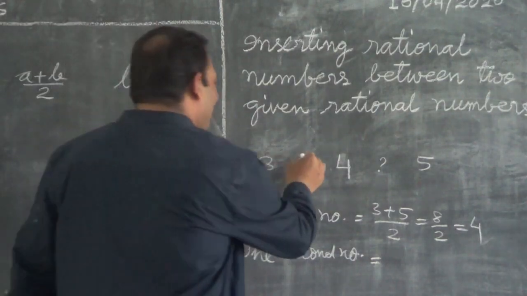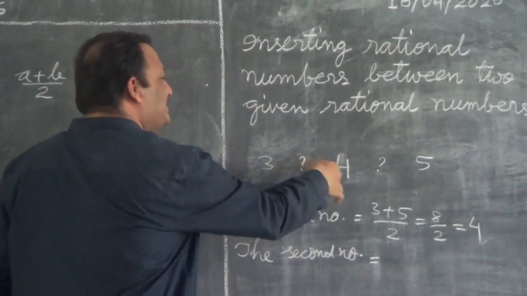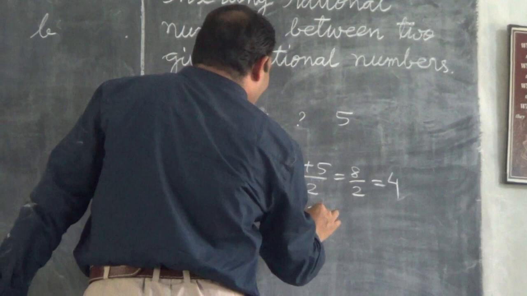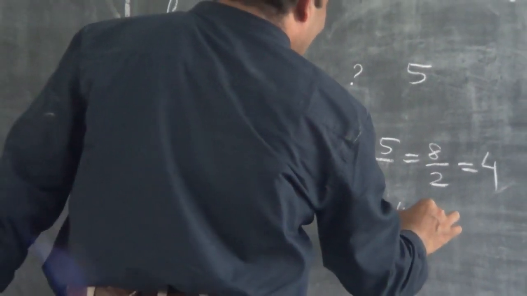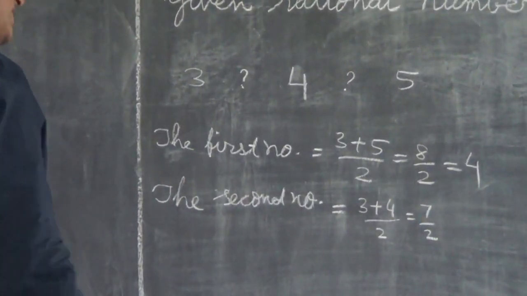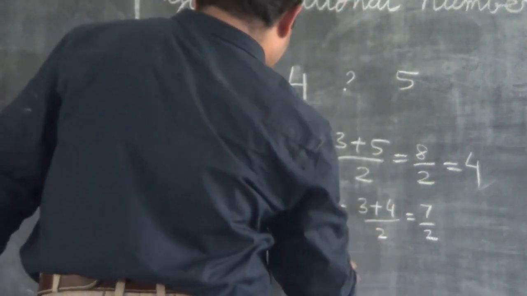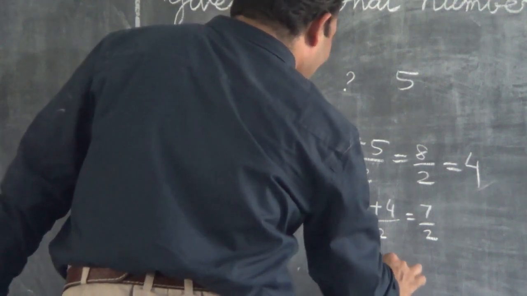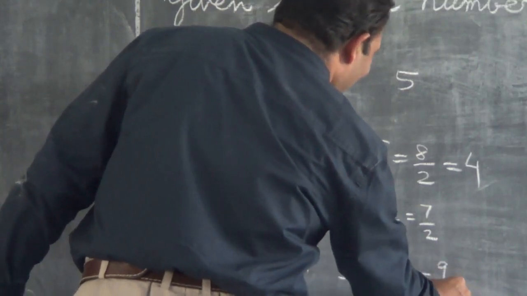So you have different options. You have two options here. In case you take this 3 and 4, then your answer will be how much? Your answer will be 3 plus 4 divided by 2, that is 7 divided by 2. Or if you go for this option, then your second number will be how much? Your second number will be 4 plus 5 divided by 2, that is 9 divided by 2.